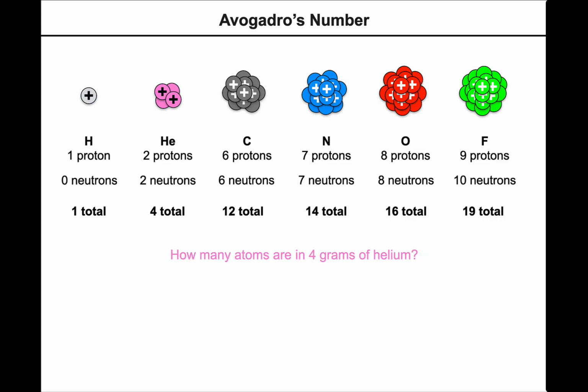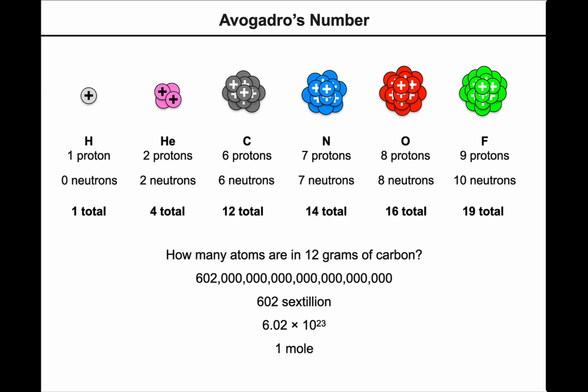What if we had 4 grams of helium? How many atoms are in 4 grams of helium? That's also Avogadro's number, 602 sextillion. What if I weighed out 12 grams of carbon? Well, because carbon weighs 12 times as much as hydrogen, a mole of it must also weigh 12 times as much. So 12 grams of carbon is a mole.